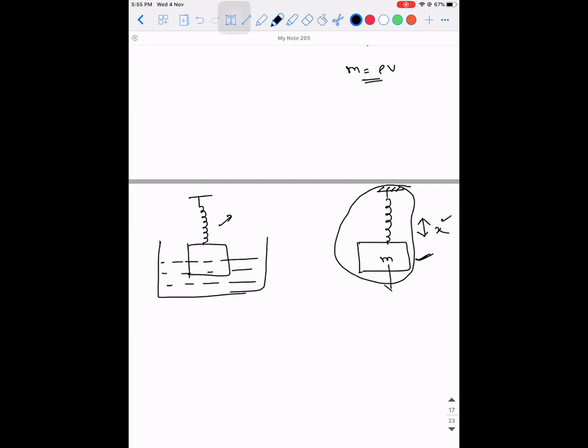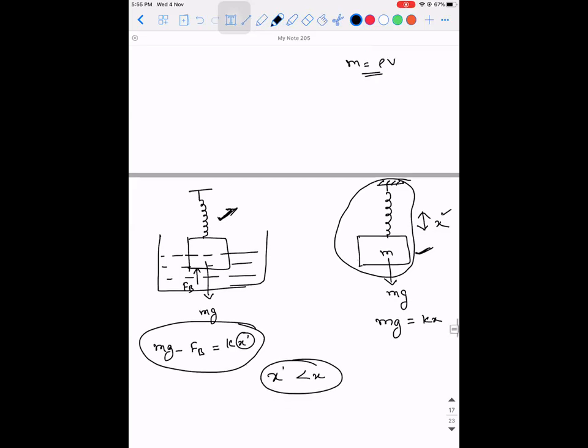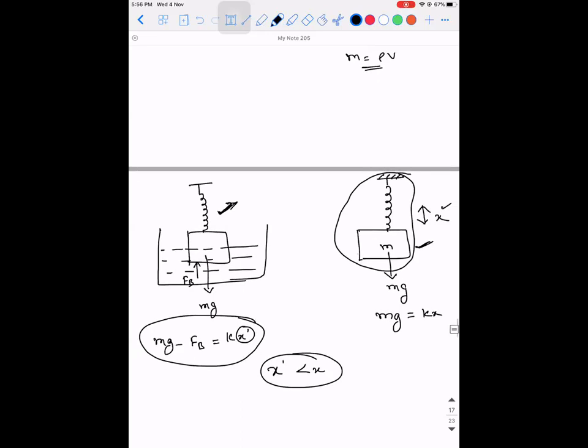So here what is happening? Here it is mg that is acting, whereas here there is mg acting as well as a buoyant force acting. So the spring is undergoing two forces. In the case when the block is suspended in air, mg is equal to kx. Whereas here mg minus fb is k into x dash. So in this case, x dash will definitely be less than x. Okay. So there is a reason why I explained this.